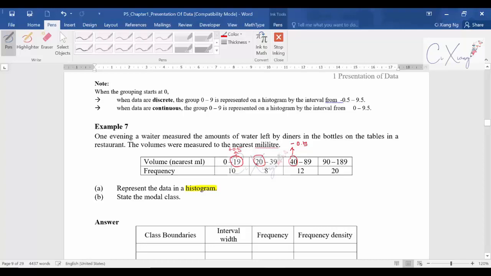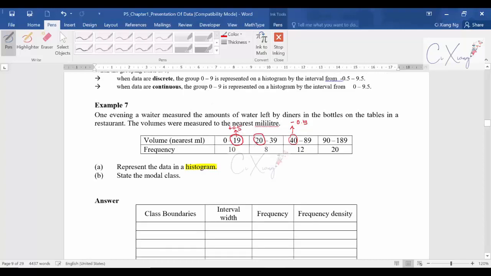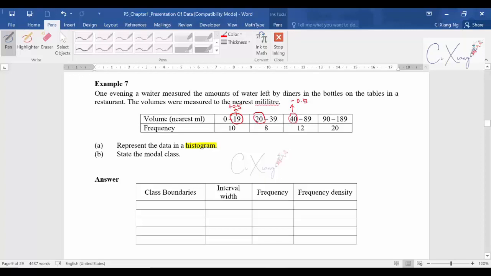Okay, so this is something that we need to do. All right, so let us try to complete the column for class boundary. For the value 0, I will just keep it first. I don't touch anything yet. I will start from the 19. We will have 19.5, right? And then 20 minus 0.5, you also have 19.5 after you adjust it, and then 39 will become 39.5. Next class, 39.5 to 89.5. And then the last one will be 89.5 to 189.5.